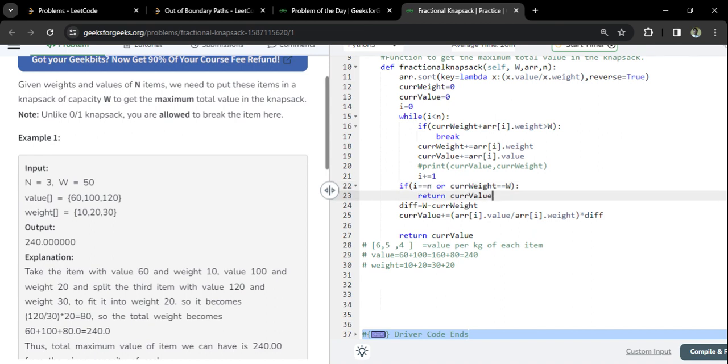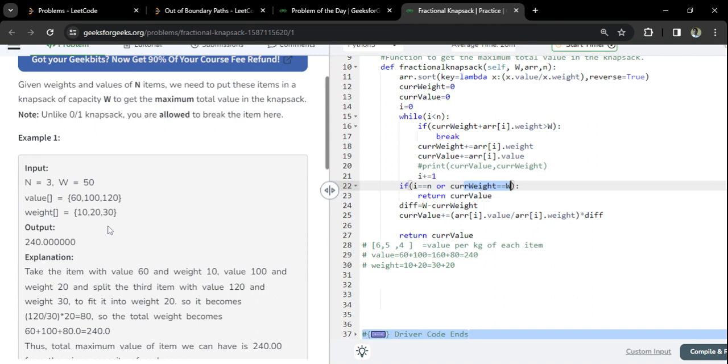The other case is when the current weight equals w. So I have already reached that value w. Try to understand this: without breaking anything, I have reached the value w. In that case, also, I have to return it, because I have already considered all the items which have the highest value per kg, and I'm getting exactly w now.